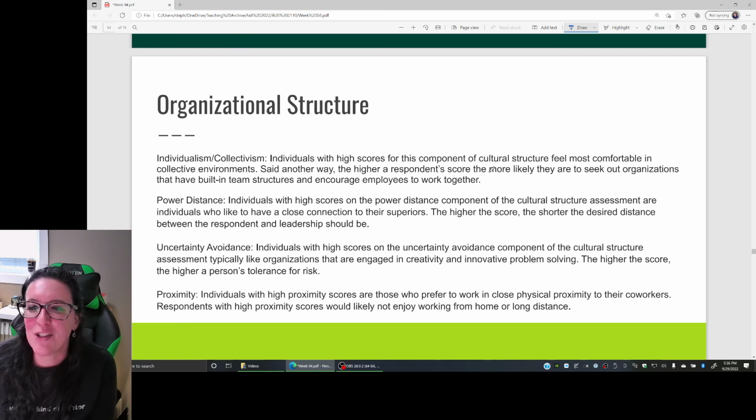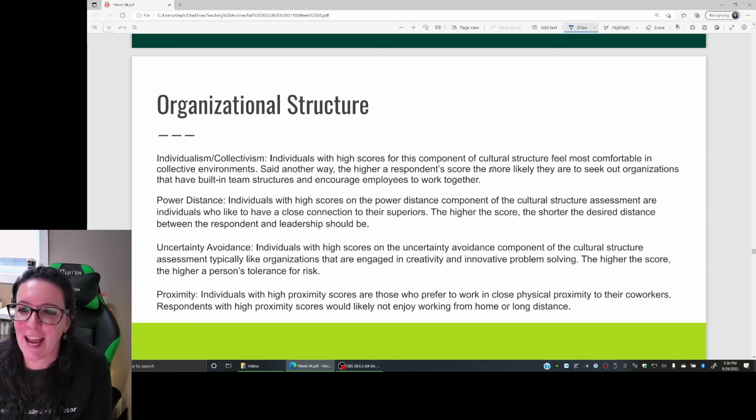What is the level of uncertainty avoidance? So is the organization engaged in creativity and innovative problem solving? Do they like dealing with new and novel problems? And then proximity. How close are people physically to their coworkers? So sometimes the work is at a distance. We work from home, work virtually, versus everyone being in the same room together. We talked before about how that physical proximity of coworkers can inform that span of control.